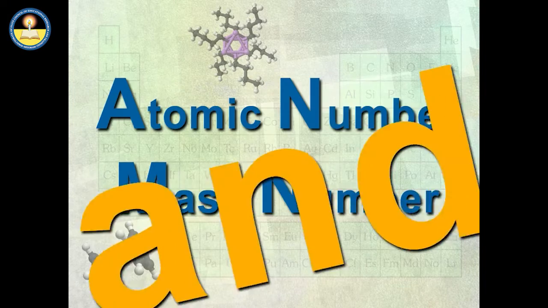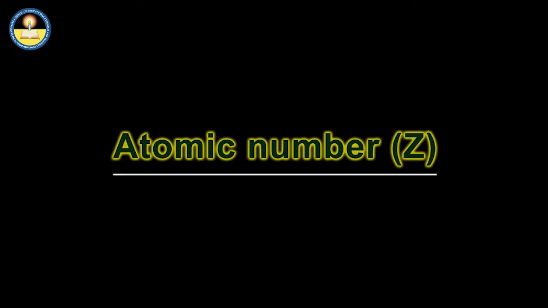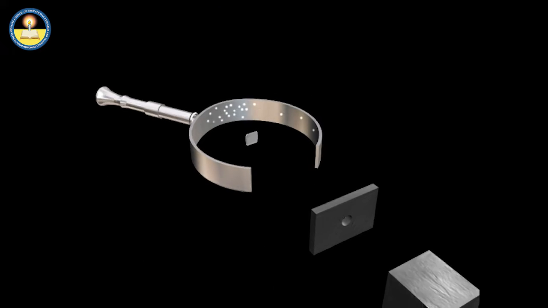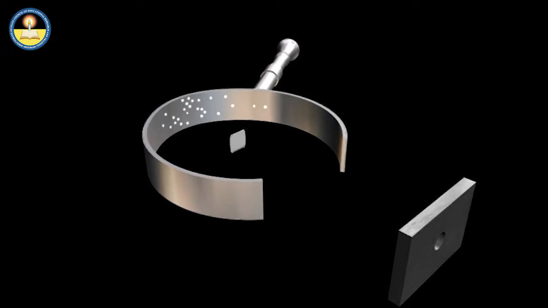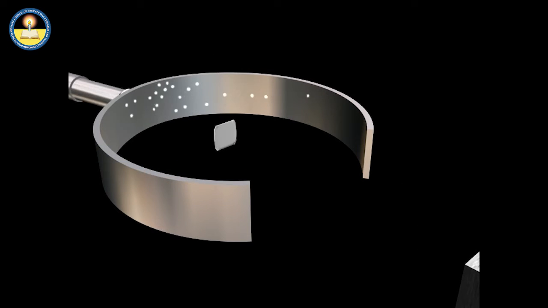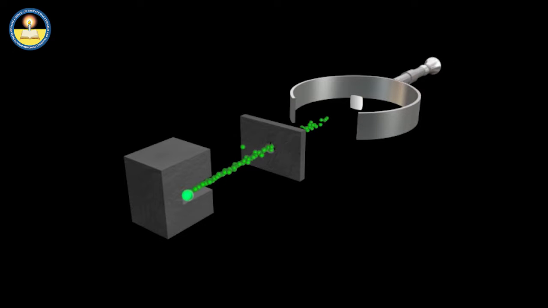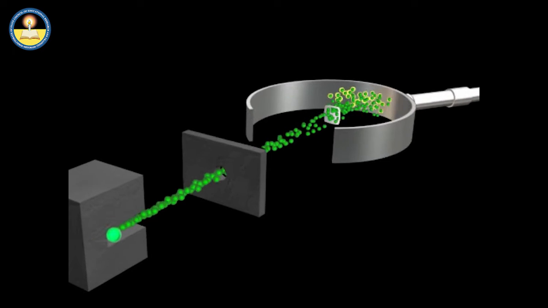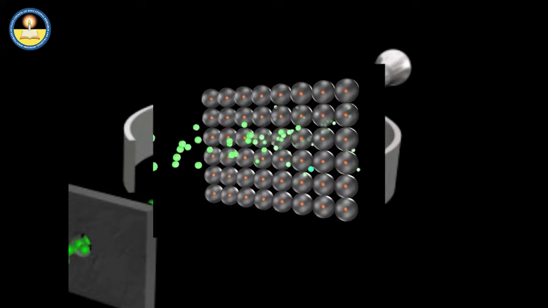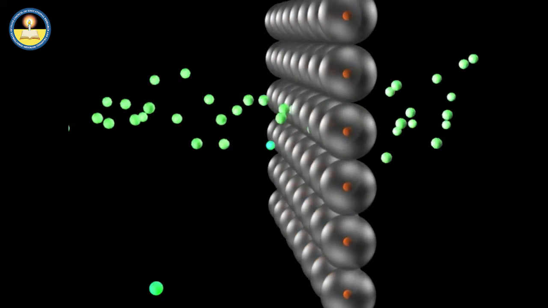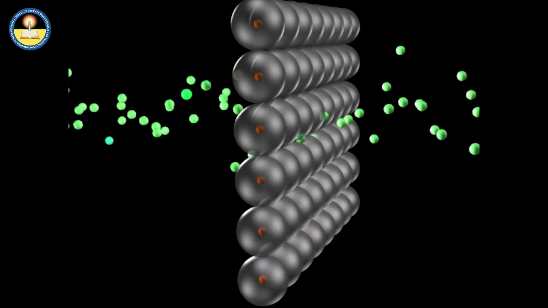Atomic number and mass number. Let us learn about the atomic number. From the alpha scattering experiment, Rutherford and his associates established the presence of positive charge in the nucleus of an atom due to protons, and estimated the number of positively charged nucleus of the atoms on the metal foil. They used different metal foils and found the number of positive charges present in each case.